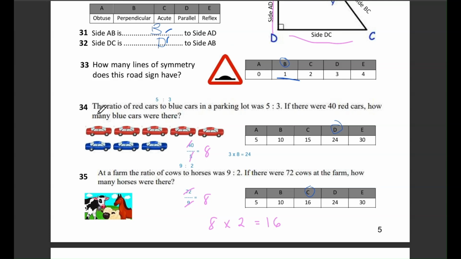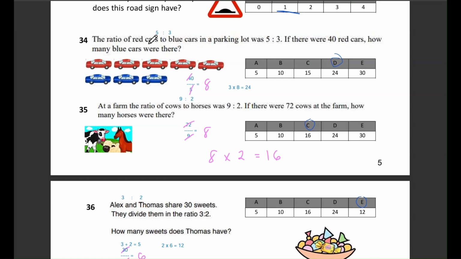Question 34. Let's move on to ratios. Ratios are how we compare different amounts. In this question, we are told that the ratio of red cars to blue cars is 5:3. If we know that there are 40 red cars, how many blue cars are there? Our options are A 5, B 10, C 15, D 24, and E 30. The correct answer is D, which is 24. Because the ratio of red to blue is 5:3, if red cars are 40, that is 8 times the 5 in the ratio. To find the amount of blue cars, we multiply 3 by 8, which gives us 24.